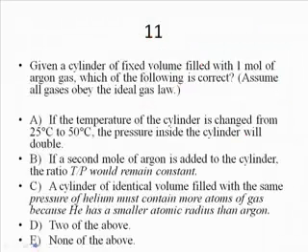Okay. Let's see. Given a cylinder of fixed volume with 1 mole of argon gas, which of the following is correct? And we are assuming that the conditions we're looking at are ideal. All right, so let's look at what we have here. If the temperature, this is A, if the temperature of the cylinder is changed from 25 to 50 degrees Celsius, the pressure inside the cylinder will double.